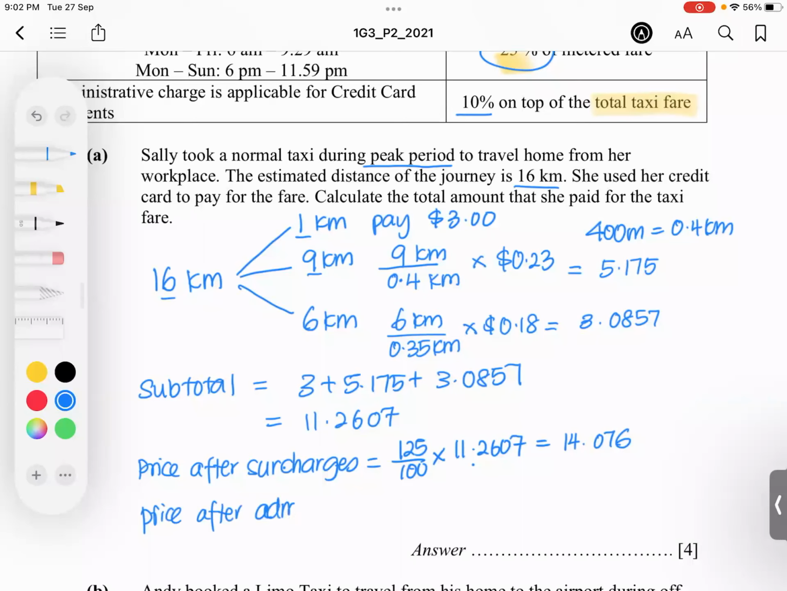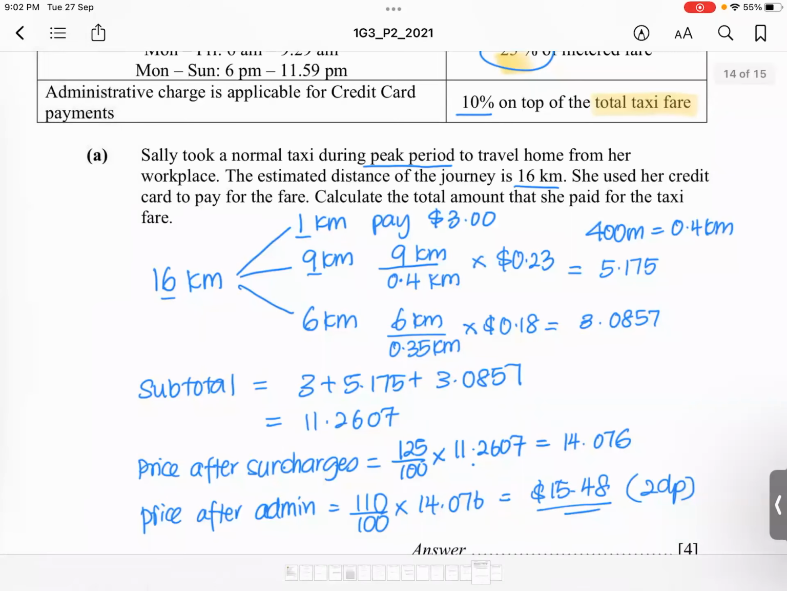admin fee. Right? The admin fee is 10% on top of everything. So it's 110% of the number. Okay, what do y'all get? My answer is 15.48 to 2 decimal places for money. Is that okay? So this question, let's read all the different small sub portions of it, all the details.